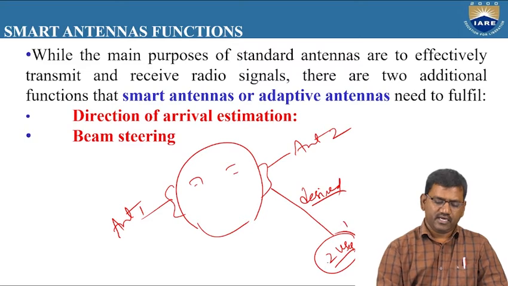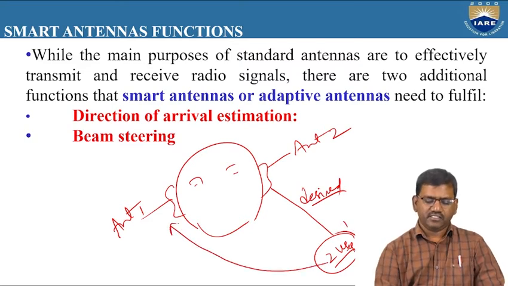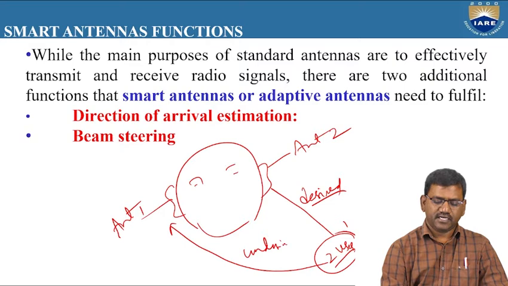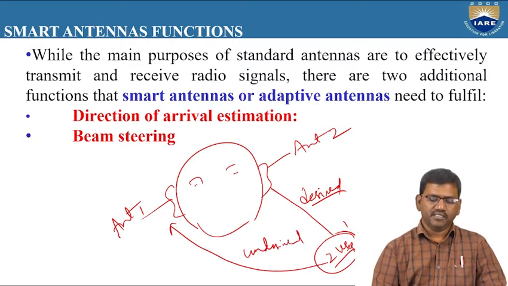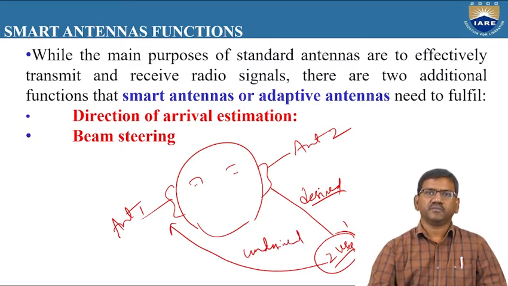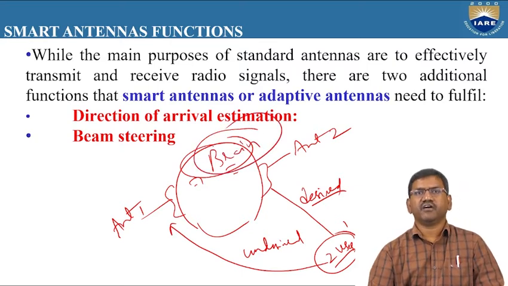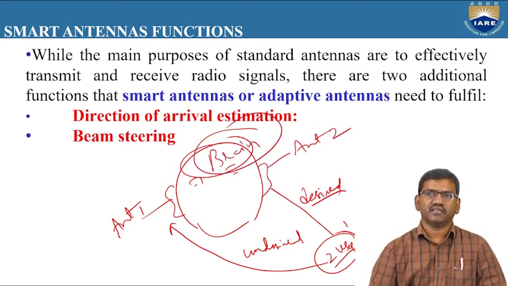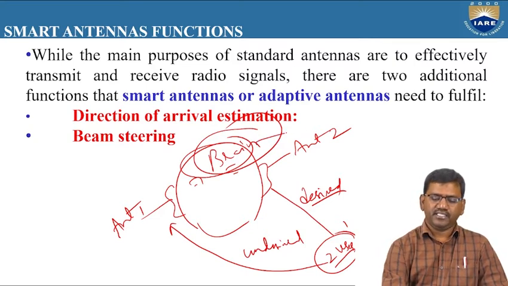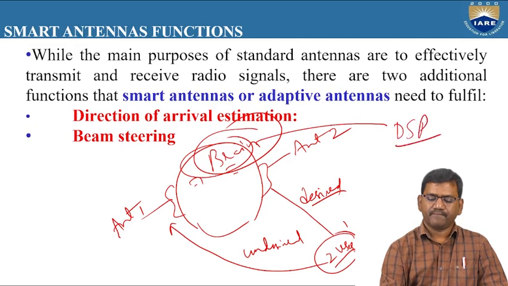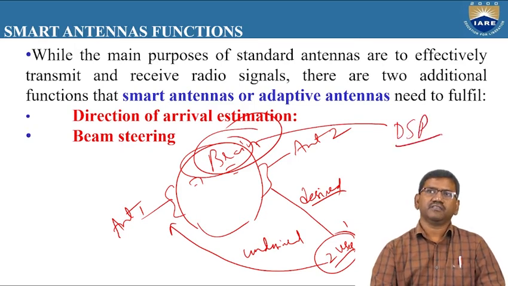The second signal is reaching antenna 1. This is the undesired signal. That means which signal is said to be desired and which is undesired. This decision is completely taken by the brain, which is the wanted signal and which is the unwanted signal. Here, the brain is nothing but the DSP processor, that is the digital signal processing unit.